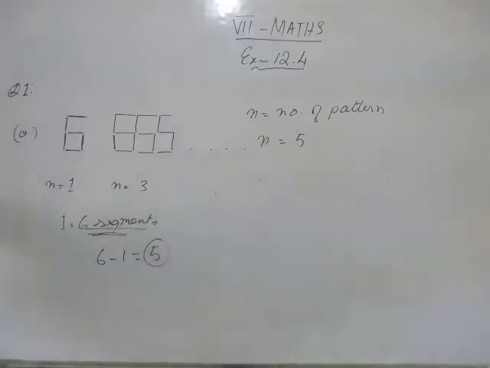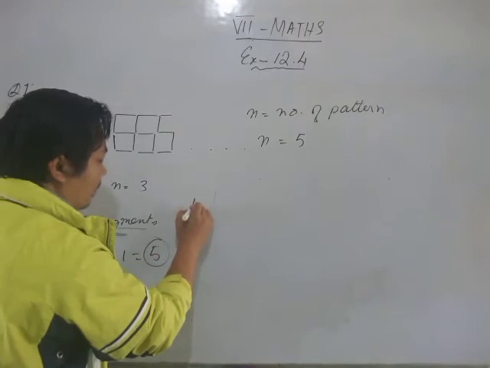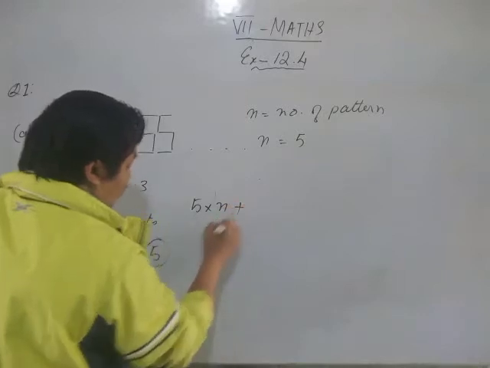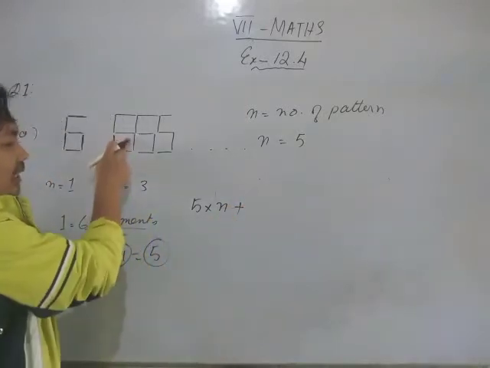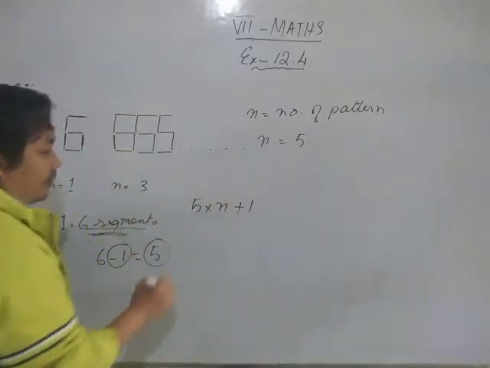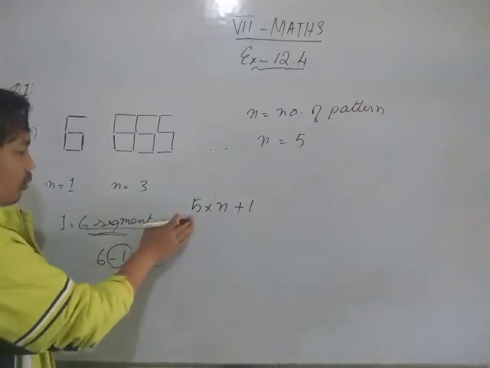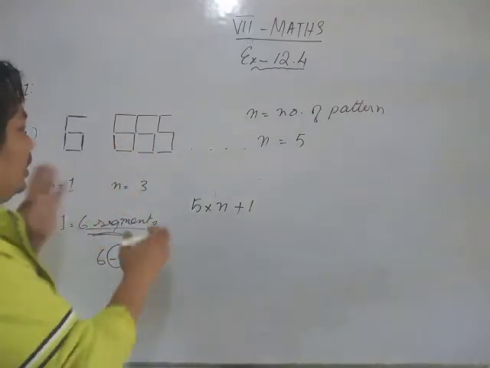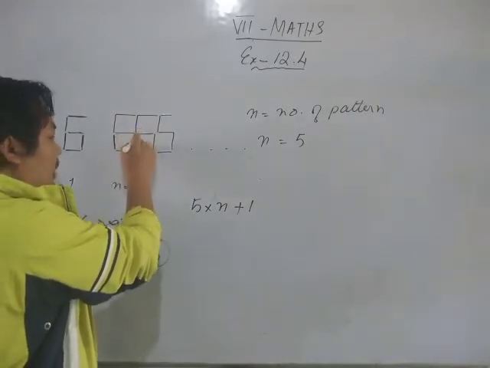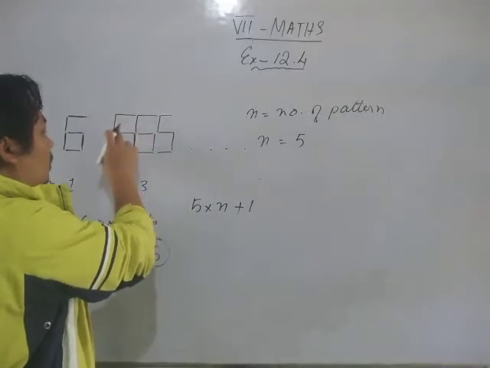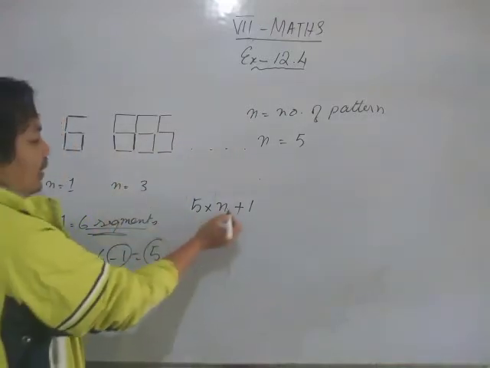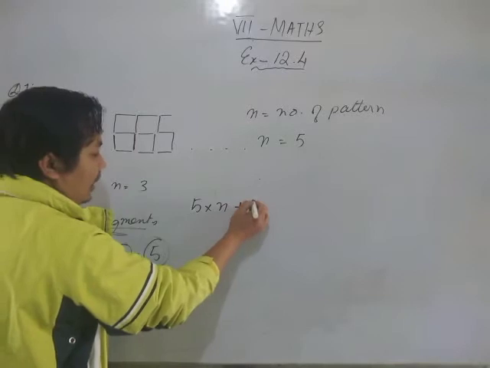Take this 5. We'll write 5 into the number of patterns n, plus that 1 which is removed and is common to 2 consecutive patterns, that 1 segment that we add here. 6 reduce 1, why? Because that 1 is common. You count 1, 2, 3, 4, 5. Then get 5 into n, where n is the number of patterns, 3 or 4 or 5. And then you plus 1 here.